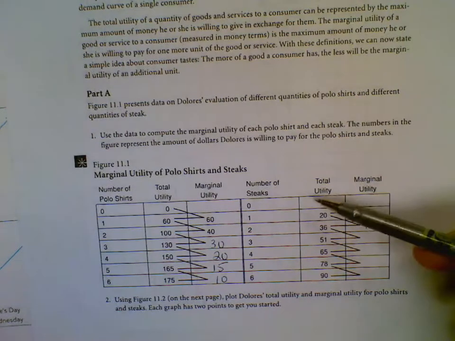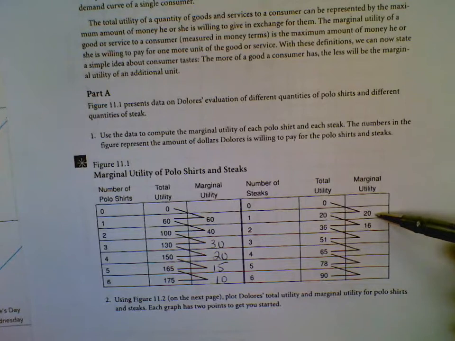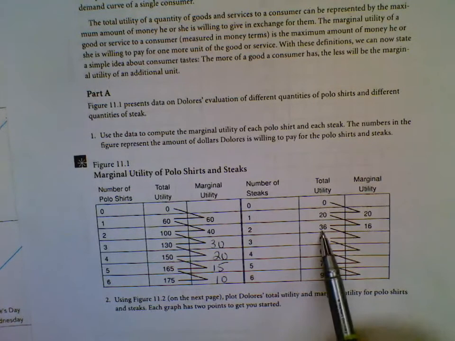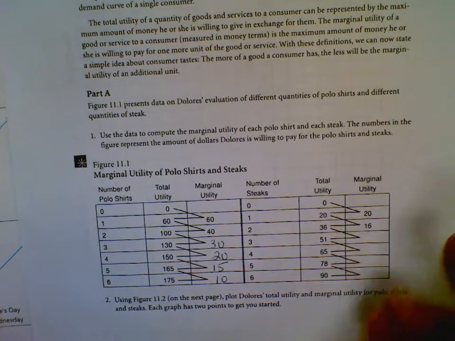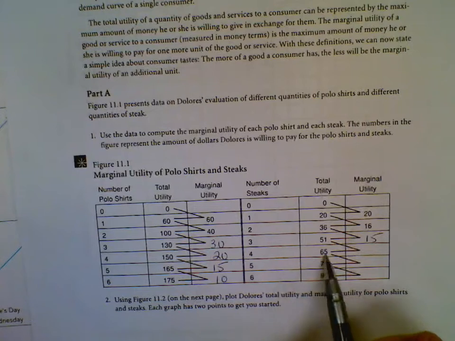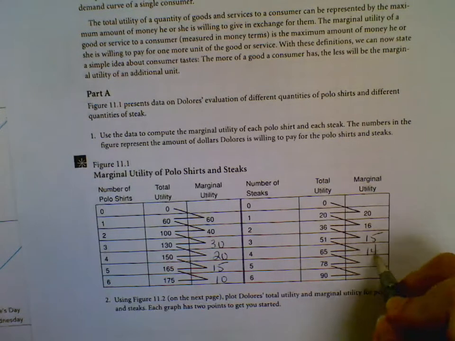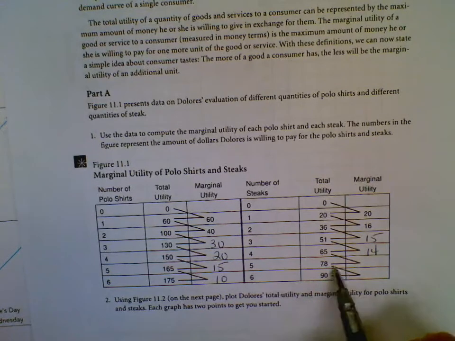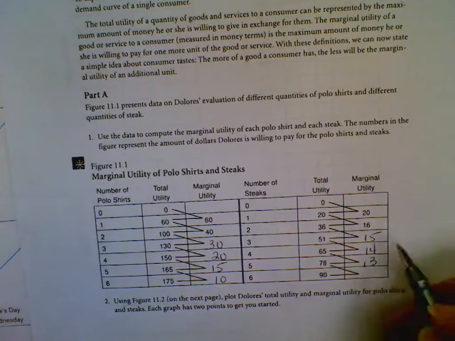When we look at steaks, consuming 1 steak, our satisfaction is 20. When we consume 2 steaks, the total is 36, but we already had 20, so the additional is 16. If we have 3, the additional utility is 15. For 4 steaks, from 51 to 65, it's an addition of 14. From 4 to 5, it's an addition of 13. And from 5 to 6, an addition of 12.